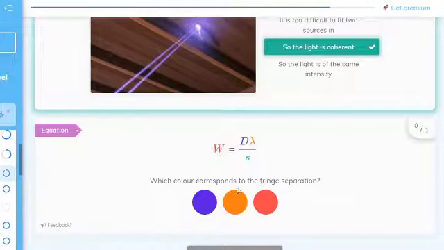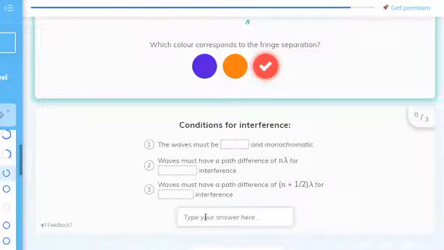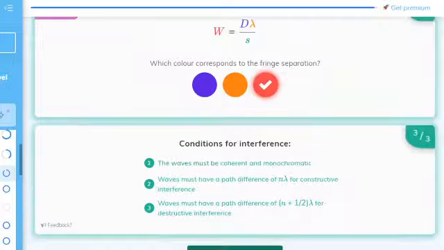That one is fringe spacing. So, is that the same? Yeah. Fringe spacing is the same thing. So, waves must be monochromatic. Waves must have a path difference of n lambda for constructive and waves must have a path difference of that for destructive. So waves must be coherent. Perfect. And that is interference 1.